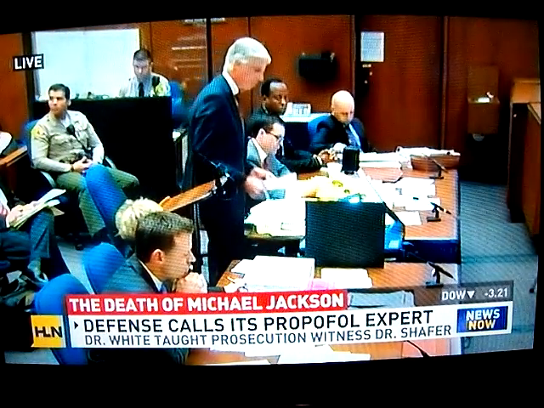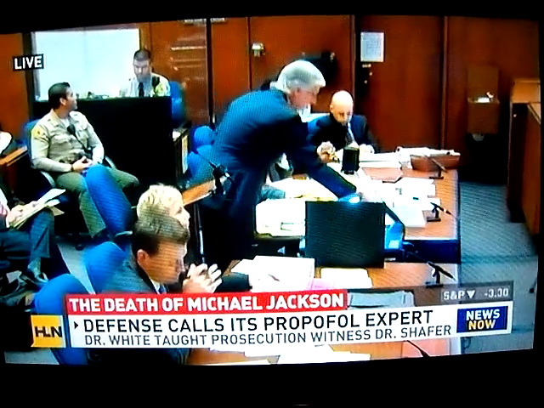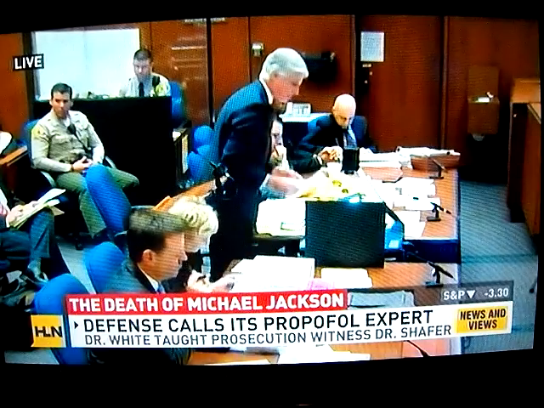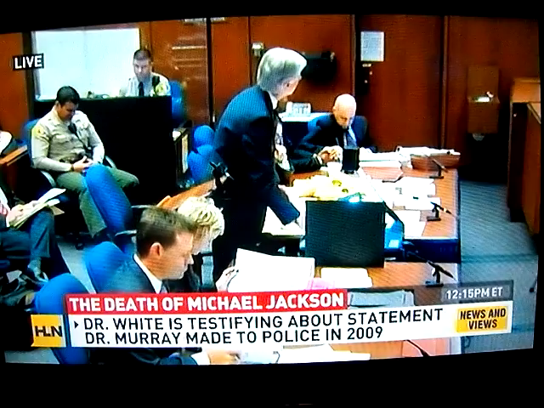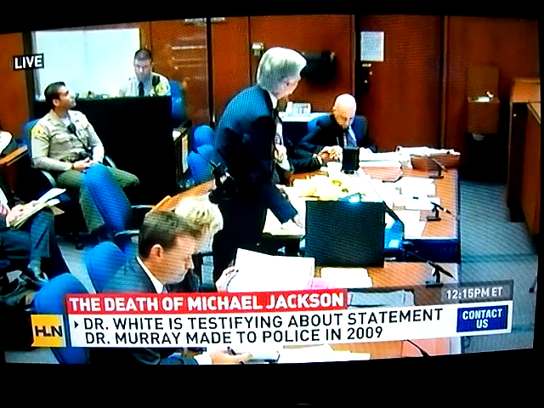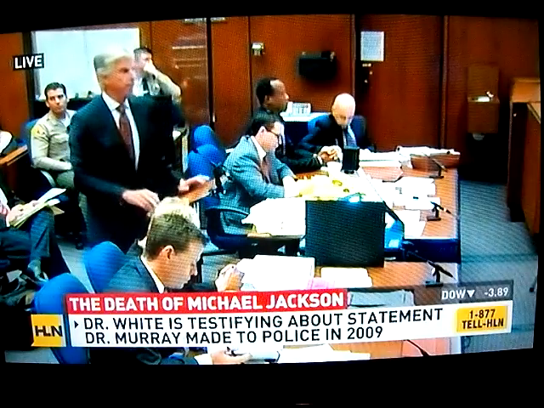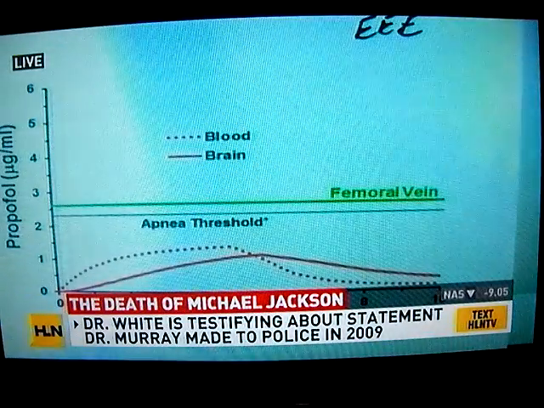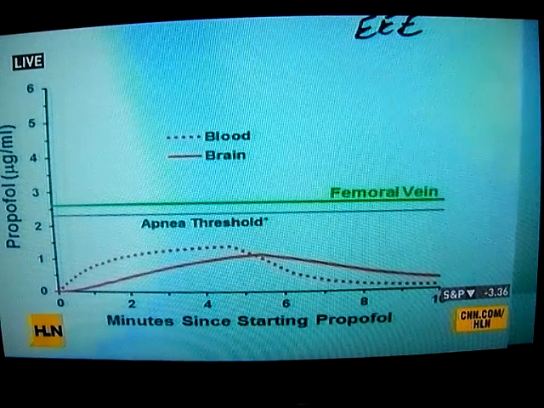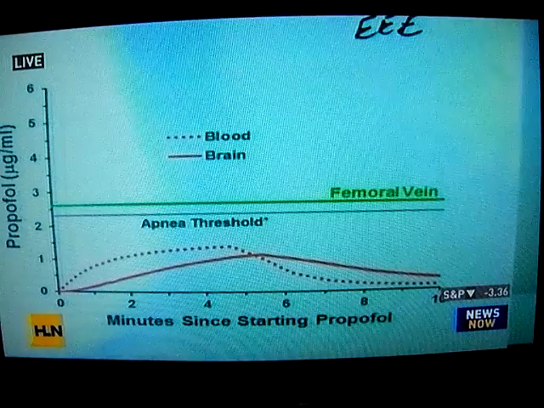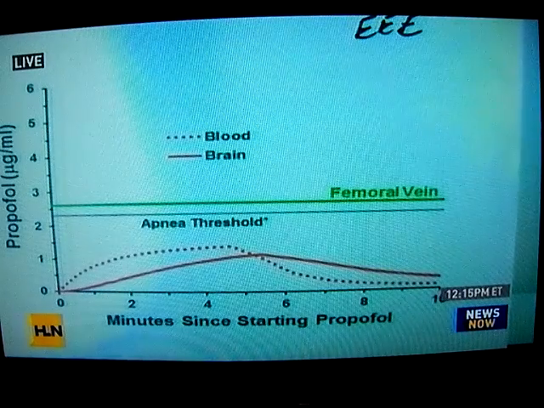I'd like to put previously marked EEE on the screen, and I want to show you that diagram. What is that diagram? That's the diagram that Dr. Schaefer provided to me in request to a simulation of what Dr. Murray stated he administered Mr. Jackson on the morning of his death.